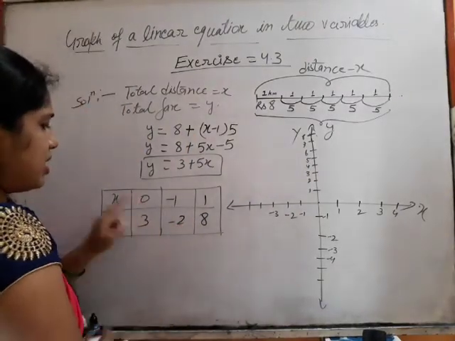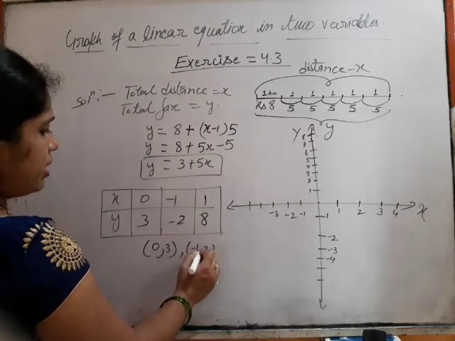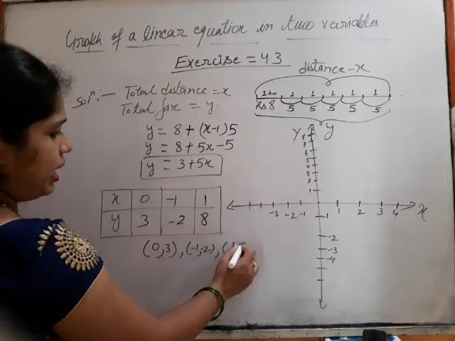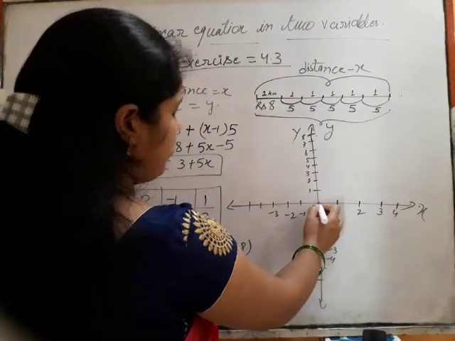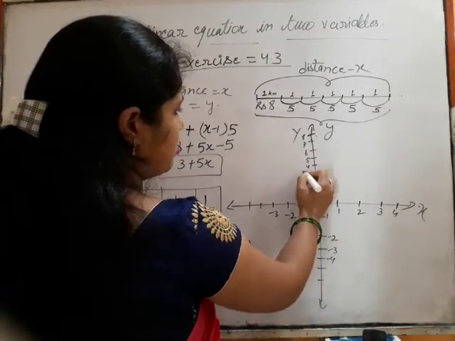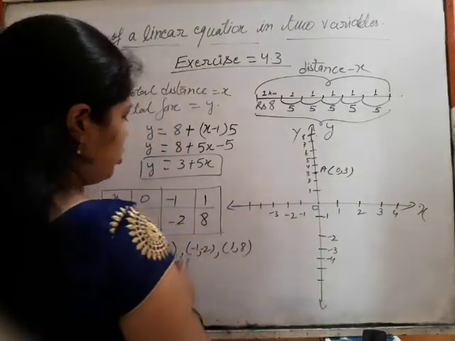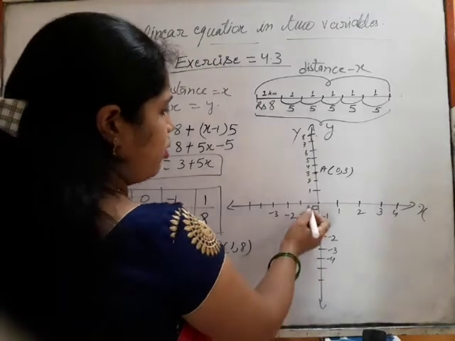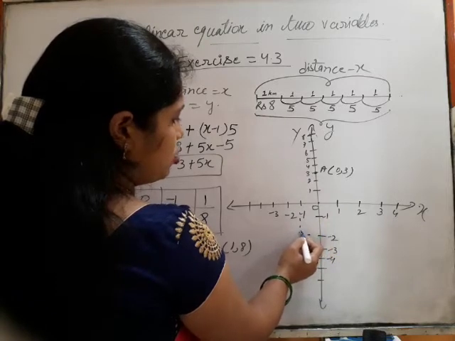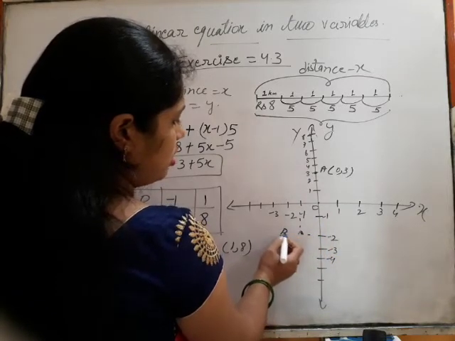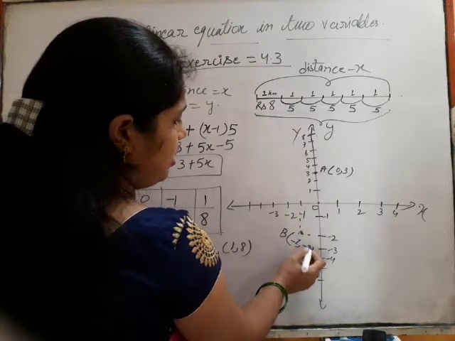Now the first point is 0 and 3. Second is minus 1 and minus 2. And the third is 1 and 8. So the value of x is 0 here and the value of y is 3 here. So this is the first point A, whose coordinate is 0 and 3. Now the second point, minus 1, minus 2. Minus 1 on x-axis here and minus 2 on y-axis is here. Okay. So this will come, suppose here.